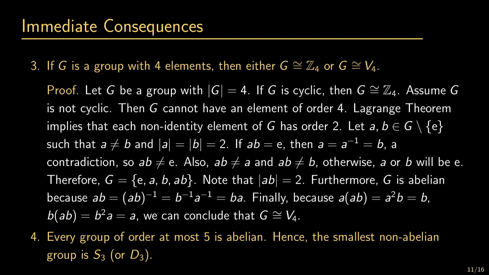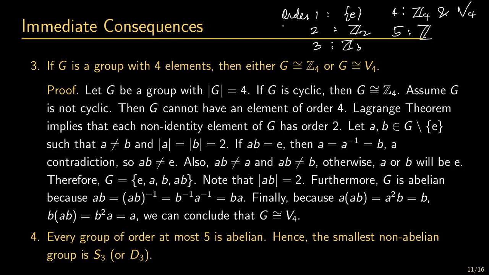Anong conclusion? Okay. Order 1, isa lang naman talaga ang group. Yan. Order 2, 2 is prime. So, Z sub 2 lang. 3 is prime. Z sub 3. Order 4, na-prove natin ngayon, dalawa, Z4 and Klein 4. Order 5, cyclic, kasi prime ulit. Diba? C5. Ano napansin nyo? Although, isa lang yung hindi cyclic dito, which is Klein 4, lahat yan, abelian. Kaya lahat ng group na may hindi hihigit sa 5 elements ay abelian.